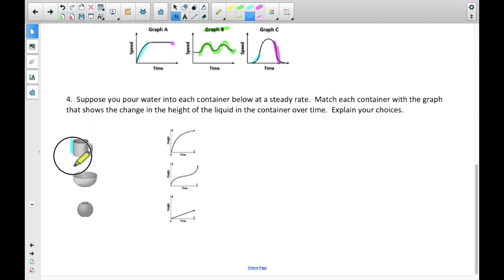Do you see how these sides are perfectly straight up and down? And so if you're pouring water in there, and most of your cups at home are probably like this, if you pour water in there, it's going to rise up at the same rate the whole time. There's no change, so that one's going to be that one. Now the next one, it has a different shape to it. Like on the sides, it has this shape. And this one also has a different shape, even different from that one.